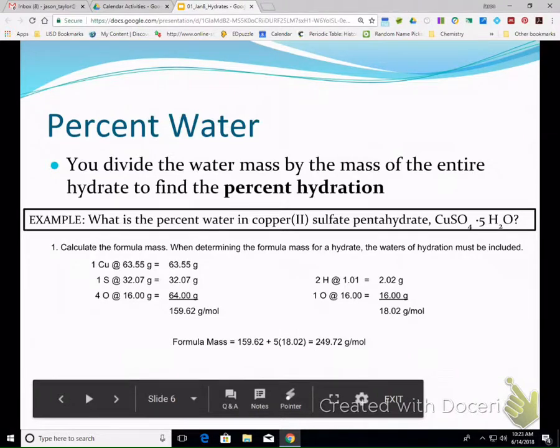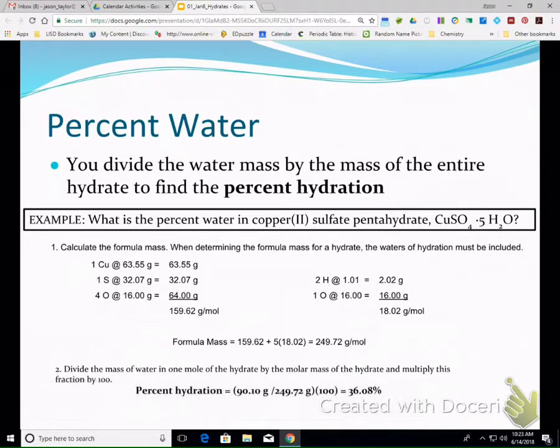Now we need the part. And what we're going to do is divide the mass of water in 1 mole of the hydrate by the total. So 5 times 18, that's how much water we have, is 90.10. That's where that number came from, 90.10. Divide that by the whole thing. The 100 is multiplying the quotient there by 100 in order to make it a percent. So this particular compound is 36.08% by mass water.